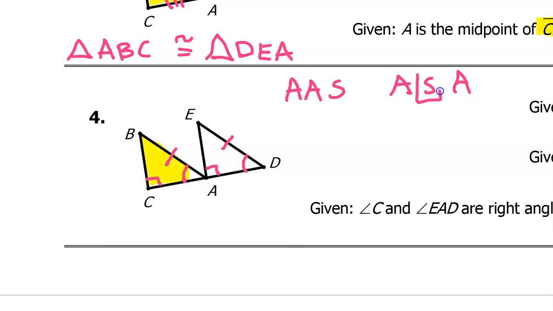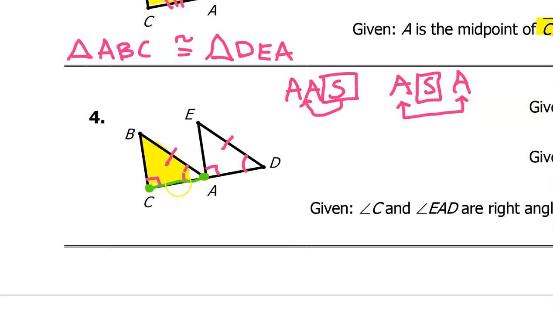If the side is between the two angles, then it will be angle, side, angle. If the side is not between the two angles, then it's angle, angle, side. So really focus on the two angles. One angle that's marked is angle C. And again, I'm just looking at the yellow triangle. One angle is angle C, the other angle is angle A. The side that is between these is the side that connects these. So this is the side that's between C and A.